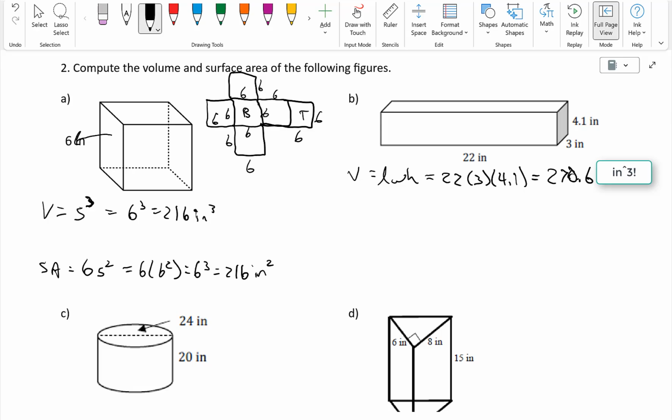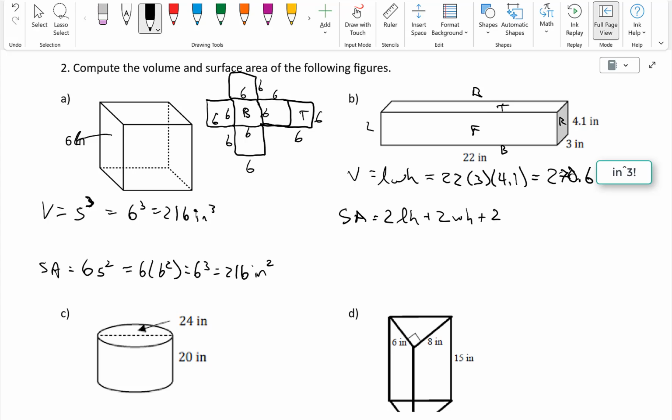That's our inches cubed. For the surface area, we can't draw out that nice big net, but we can see, hopefully, two of the same faces in the front and back. So we have two areas that would be our length and our height. So two lengths and heights. We'd also have a right side and a left side. Those ends are 3 by 4.1, or our width times our height. So two WHs. And then our top and bottom.